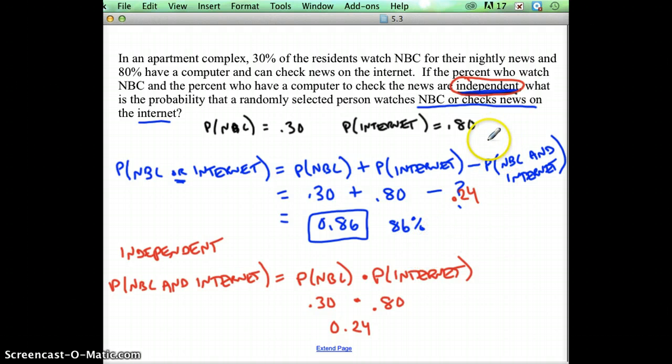So the whole key in that problem was they told us they were independent. So because they're independent, we could do all of this red stuff. Okay, and then when we go to do an OR problem, it's the individual ones added up, but then you subtract the overlap. And again, the overlap is when you multiply them. So this one problem ties together like 3 different concepts. So you're pretty much guaranteed to see something like this on a test.